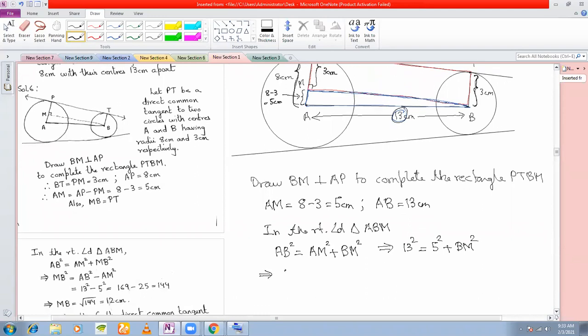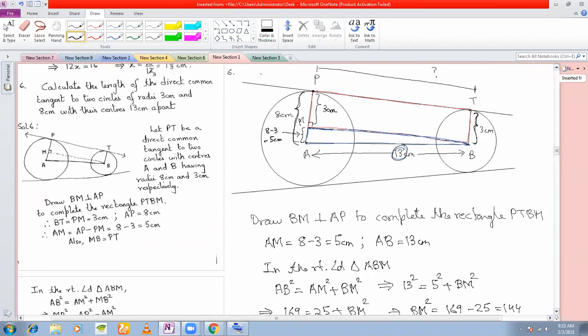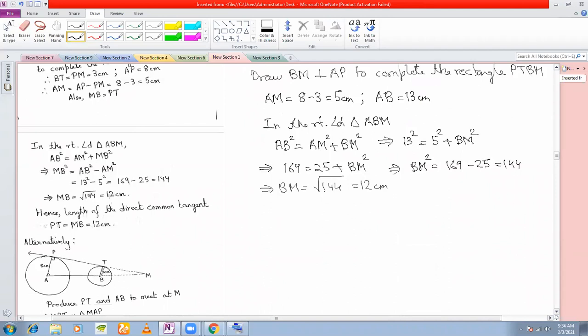That means 169 is equal to 25 plus BM square. BM square is 169 minus 25, which is equal to 144. That means BM is the square root of 144, which is 12. Okay. So this length BM is 12 centimeters. And because PTBM is a rectangle, therefore BM must be equal to PT. Opposite sides of a rectangle are equal. So therefore, what is the length of the direct common tangent? The length of the direct common tangent is 12.